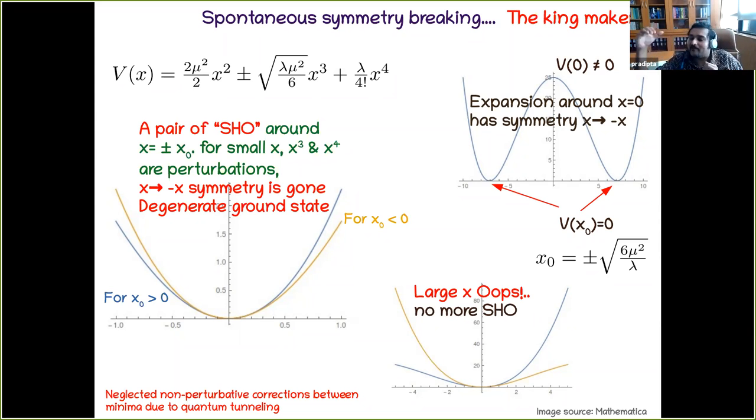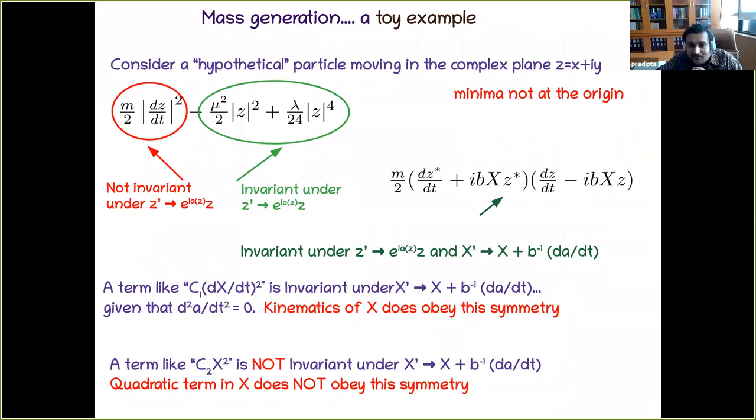But wait a minute, our starting goal was not that. It was the mass generation for all other particles, which is something we need to discuss, and that is precisely what I'm going to do subsequently. So now I consider some hypothetical particle which is moving in a complex plane. As you can see, the potential remains exactly the same. This first term, circled by the red bracket, is nothing but the kinetic term, and then you have the potential. The choice of potential is once again such that it is symmetric, or invariant, under a transformation like this. But the kinetic term is not invariant.